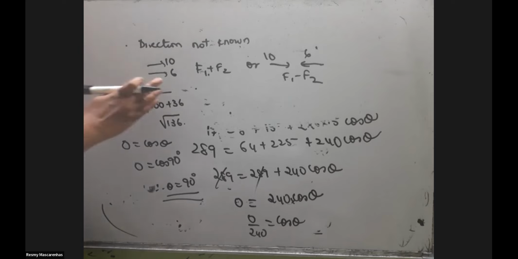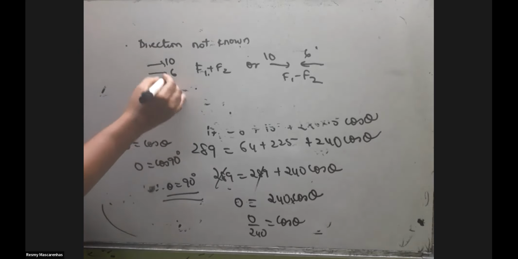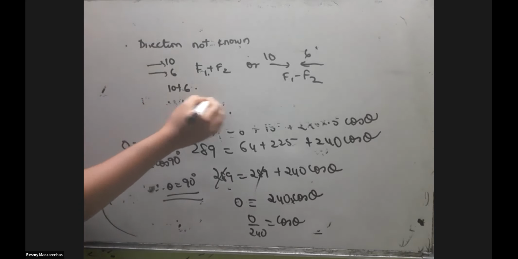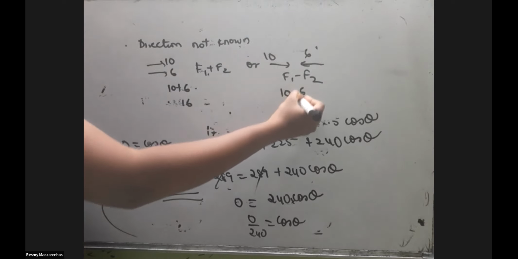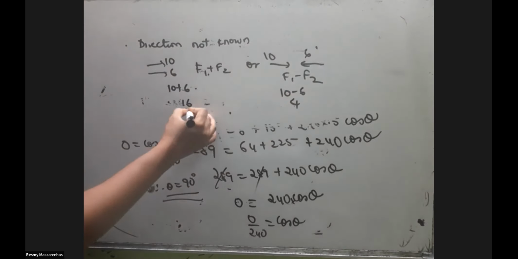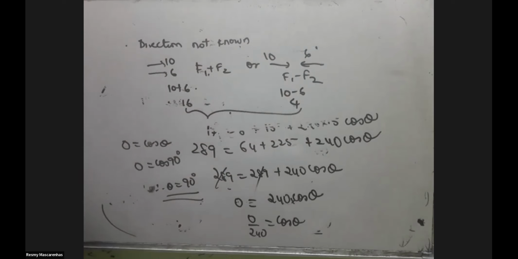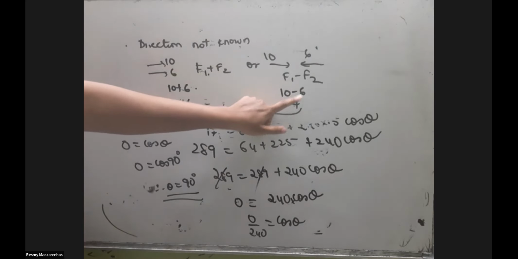Or we can do less. 10 plus 6 would give me 16, or at minimum 10 minus 6 gives us 4. Now your answer has to lie between 4 and 16, because your maximum after adding can be 16 and your minimum after subtracting can be 4.